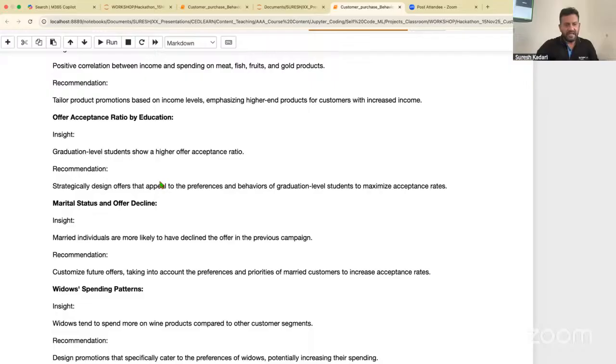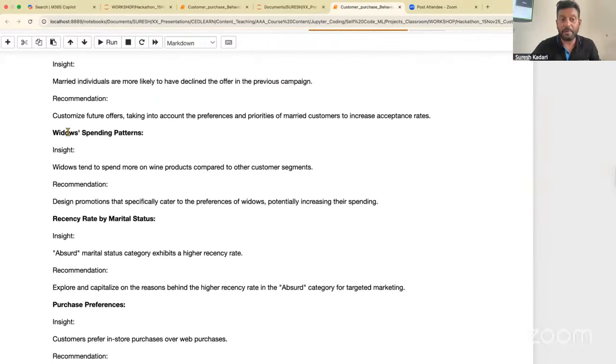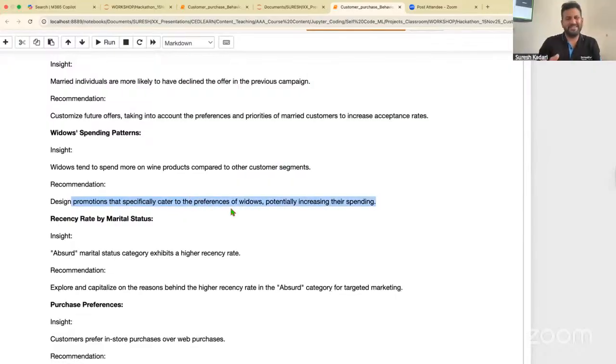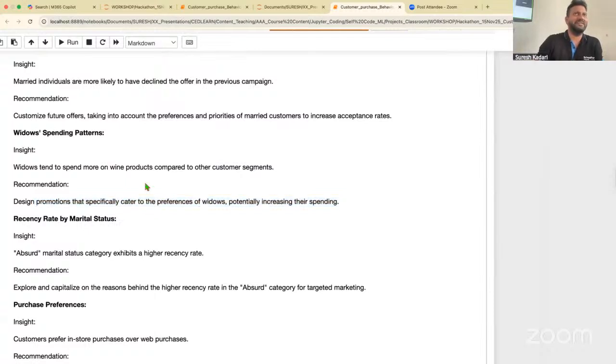So like that, everywhere, widow spending. This is very good. Widows tend to spend more on wine products, we can understand, compared to the other customer segments. Design promotions that specifically cater to the preference of, this is inhuman, but what can I do? I'm a businessman. I need to say that. Okay, so you can say a 1+1 offer or buy for one entire month kind of thing. That is very bad, but the government is selling. Who am I to do that?